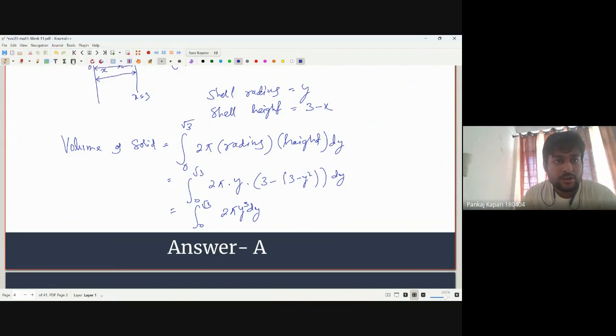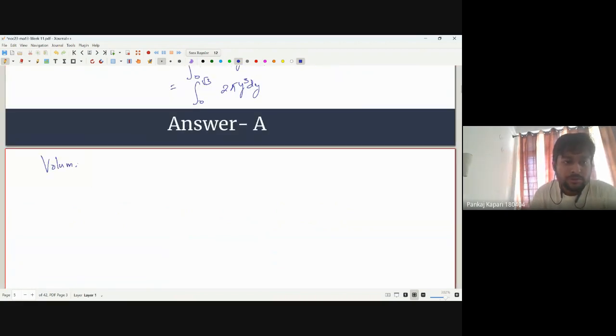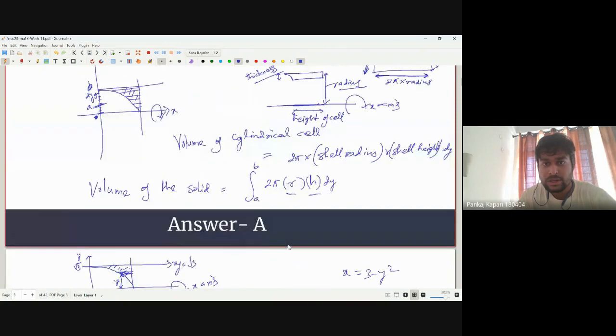Now it's not very difficult to find the volume. So the volume of the solid is equal to the integral from 0 to root 3 of 2 pi y cube dy, which is equal to, to integrate y cube, you have y to power 4 by 4, and then you have to put the upper limit and lower limit. So you have 2 pi times, what is root 3 to power 4? It will be 9, and then divide by 4. So you have 9 pi by 2, right?